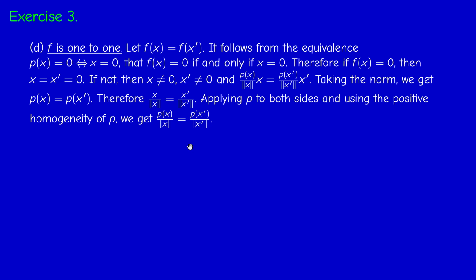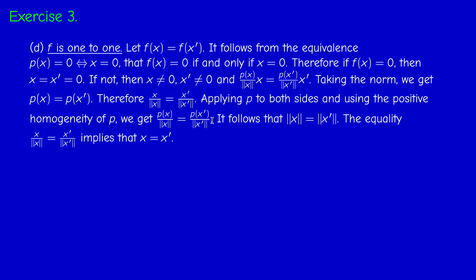And now we apply P to both sides, and we use positive homogeneity of P. P of this is 1 over the norm of x times P of x, and same thing for the other one. So once again, we get P of x over its norm equal P of x prime over its norm. But P of x equals P of x prime, therefore norm of x equals norm of x prime. And therefore, if we go back to this equation, we get x equal x prime. So that's it. This proves injectivity of f.